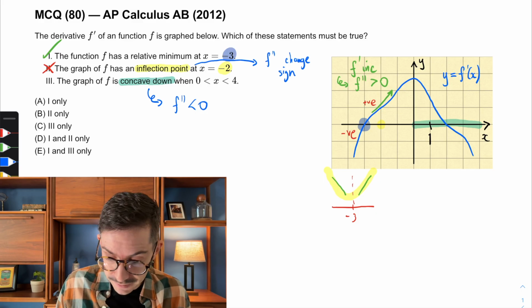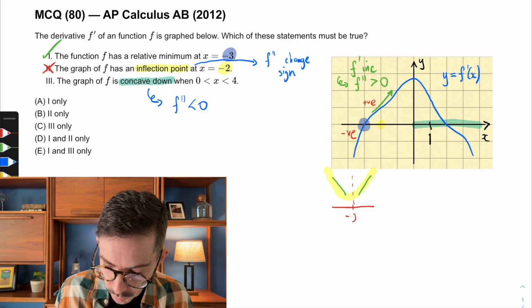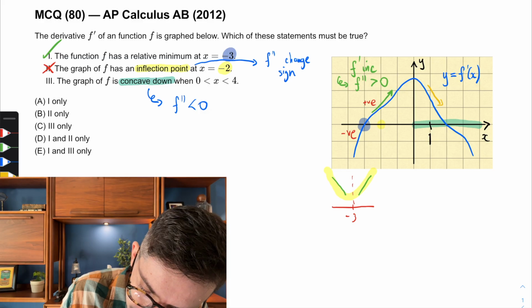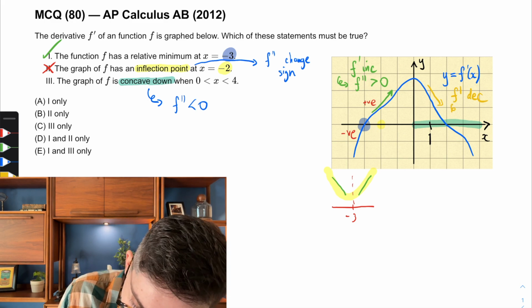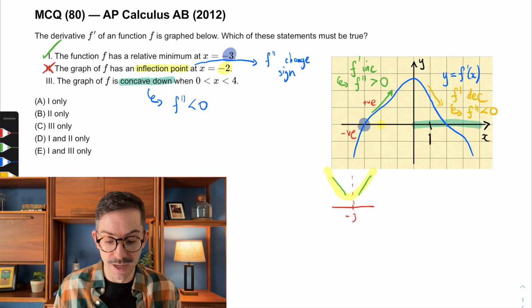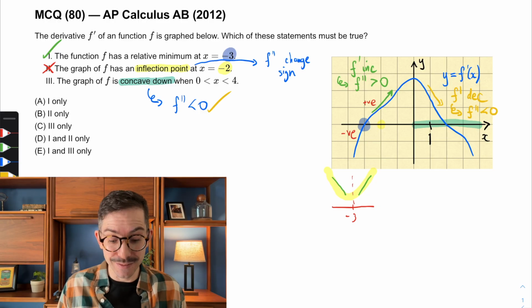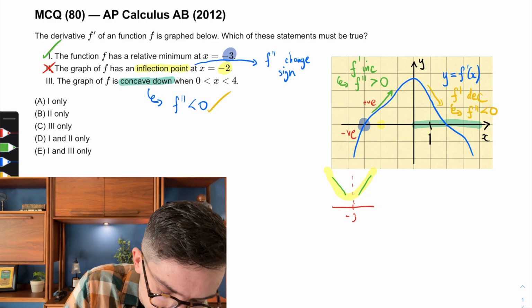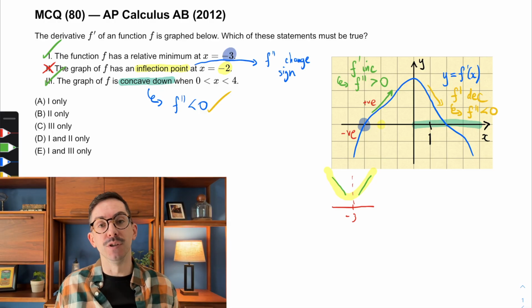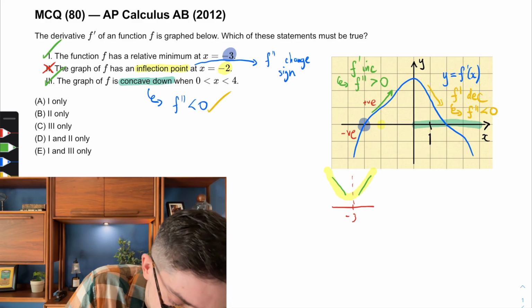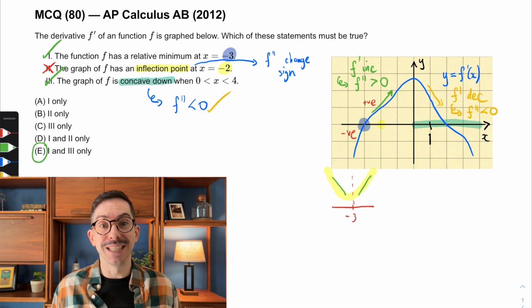Is f double prime negative when x is between 0 and 4? Well, the function is decreasing the whole time, isn't it? f prime is decreasing. So that tells me its derivative, f double prime, must be negative. So indeed, I have verified on the interval 0 up to 4, f double prime is negative, and so indeed the graph of f will be concave down on that interval, and so statement number 3 is true. So looking at my answer choices, I see that means the correct answer is choice E.